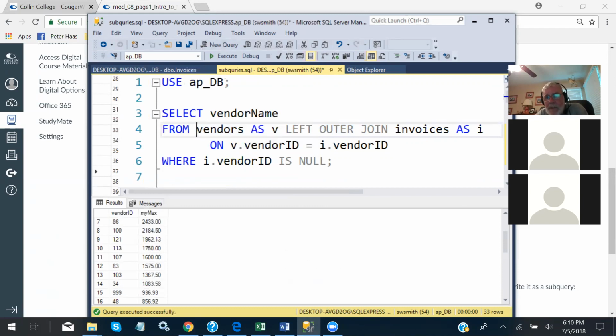Had I put the vendors over here, if I'd said invoices as I right outer join vendors, I would have accomplished the same thing. Basically, the outer join points to the table from which my information comes. There's the join field, and where the invoice is null.